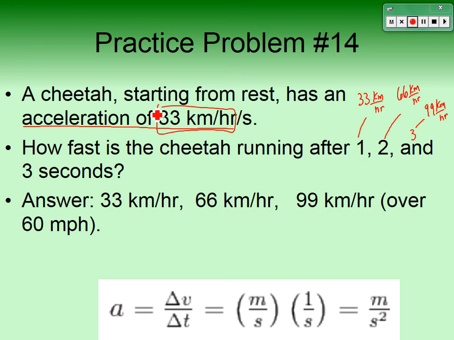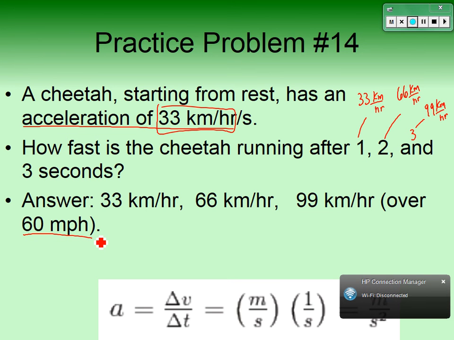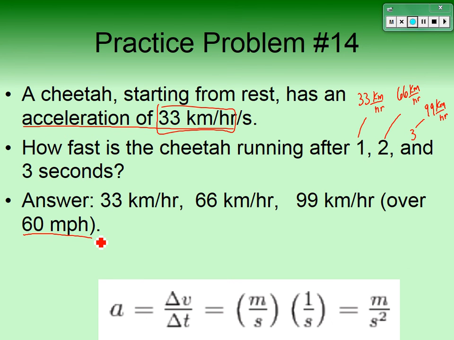And 99 kilometers an hour, it says here, is over 60 miles per hour. So in 3 seconds, a cheetah can get going 60 miles per hour. That's pretty impressive. It's the fastest animal on the planet.